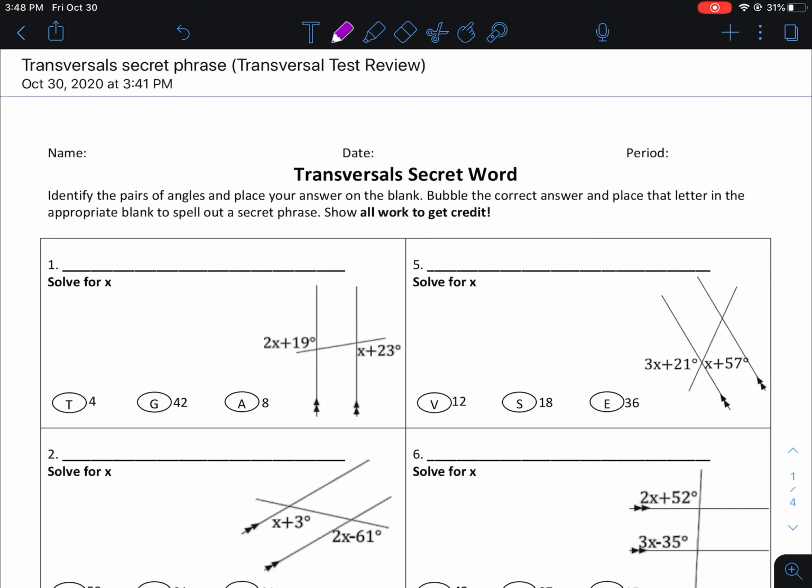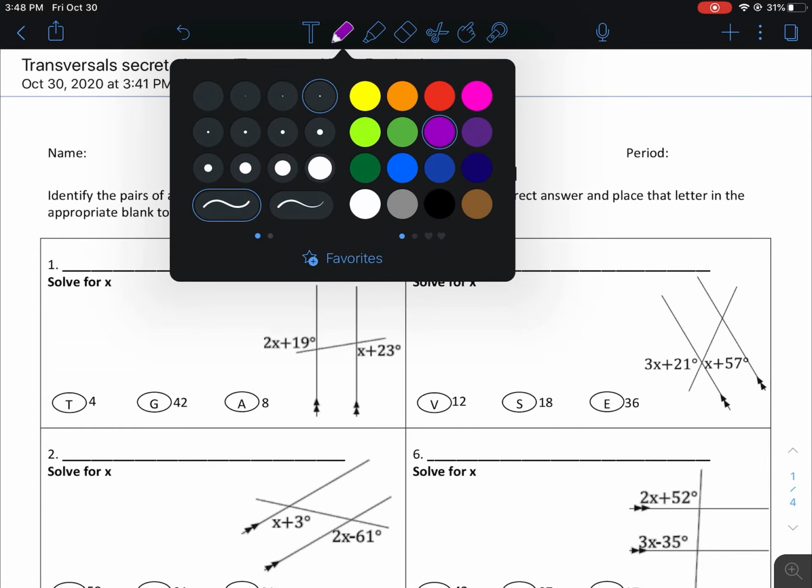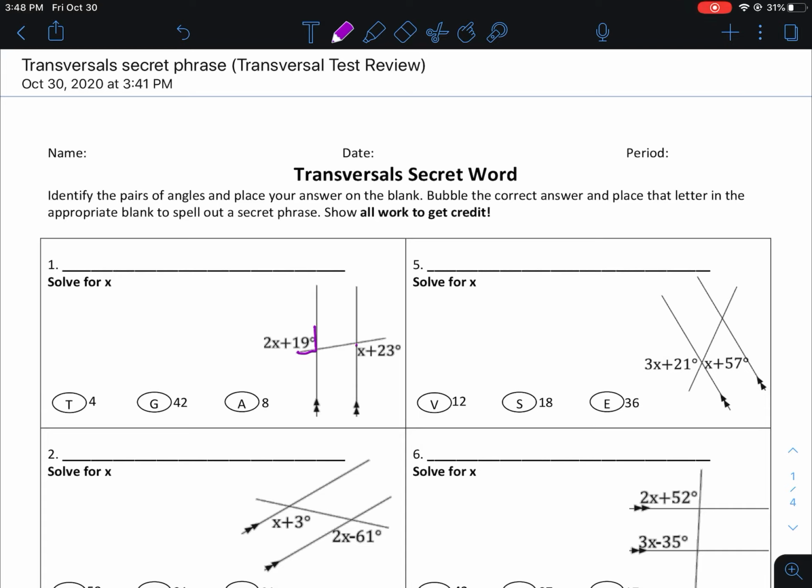Okay, so looking at number 1, we see that we have this angle here marked. Ooh, that is tiny. Hold on. Okay, and this angle over here. Clearly they are on the exterior and they're on different sides of the transversal. So that would be alternate exterior angles. Okay, you don't have to write angles. And since they are alternate exterior, we can see that they are equal to each other.